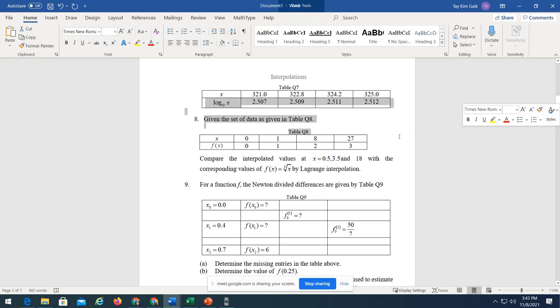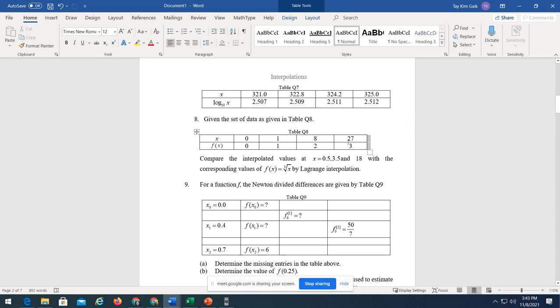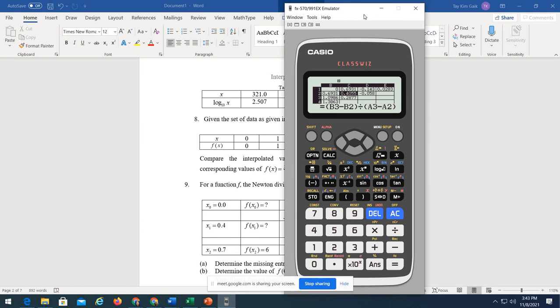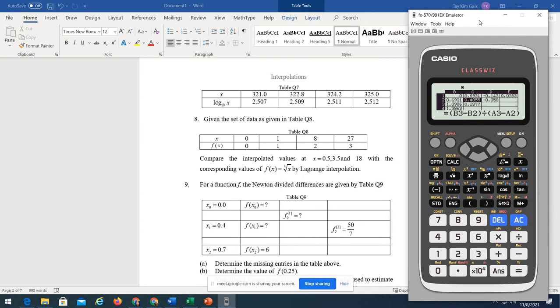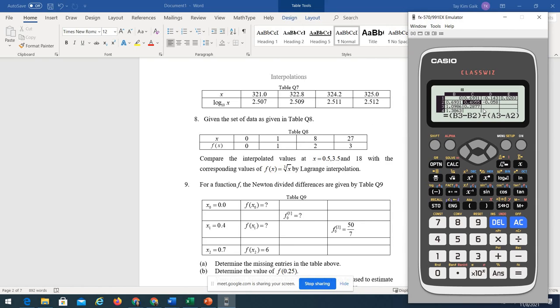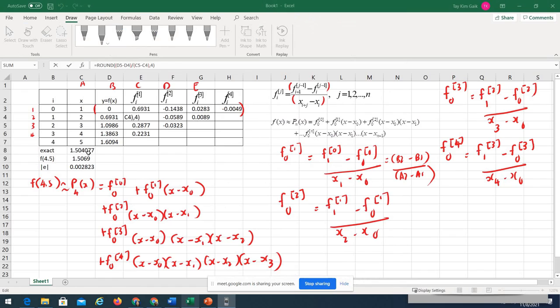Let's say question X. Question X here is using Lagrange. You may try using the Newton divided difference. So you have four data. If you have installed this calculator, with four data, you may use this one. Try this, or you calculate one by one. Four data will go up to third Newton divided difference, because you have four data, up to third.